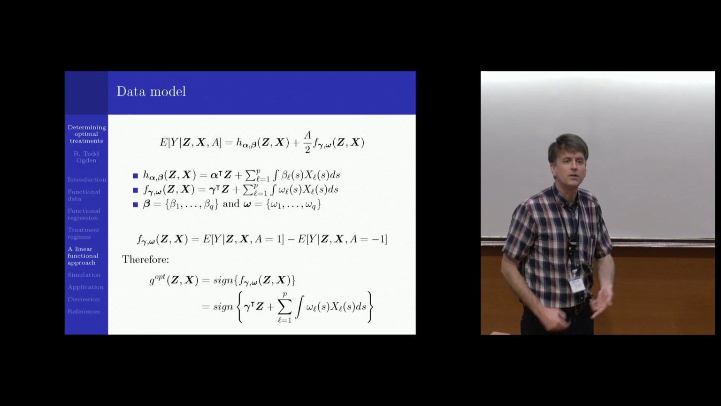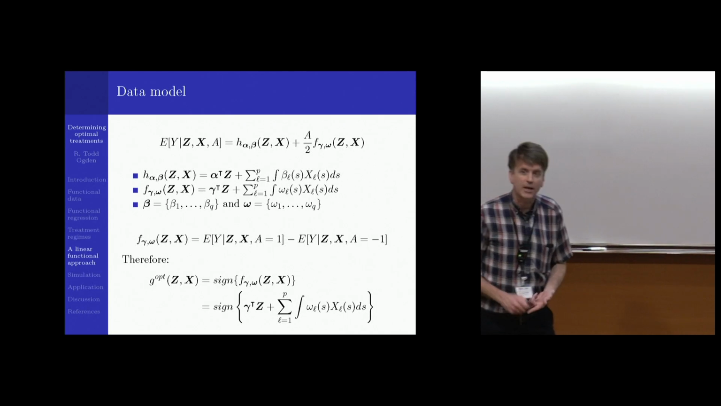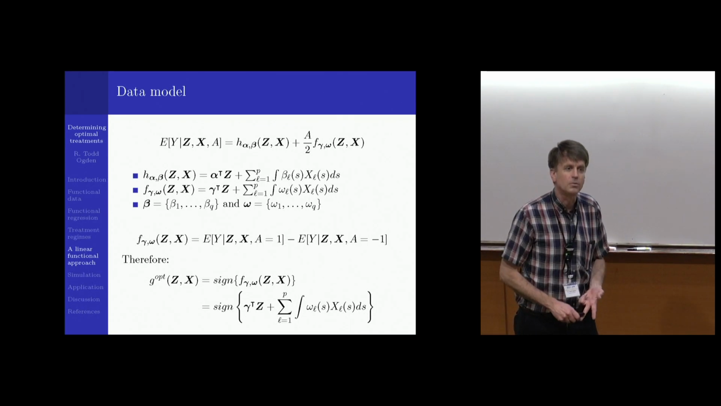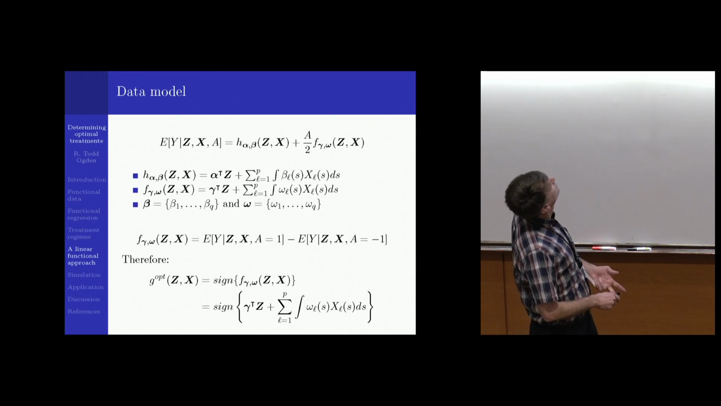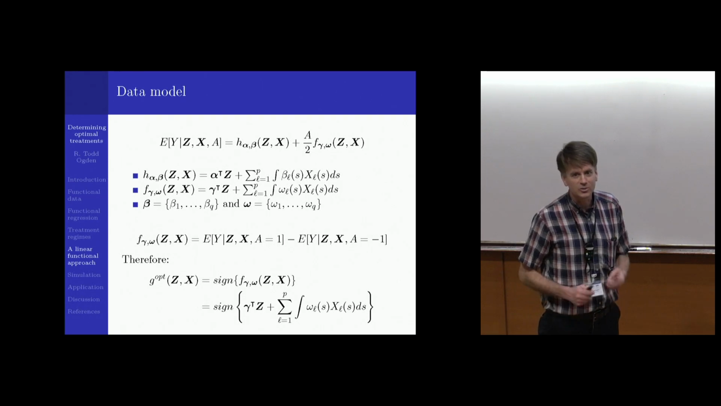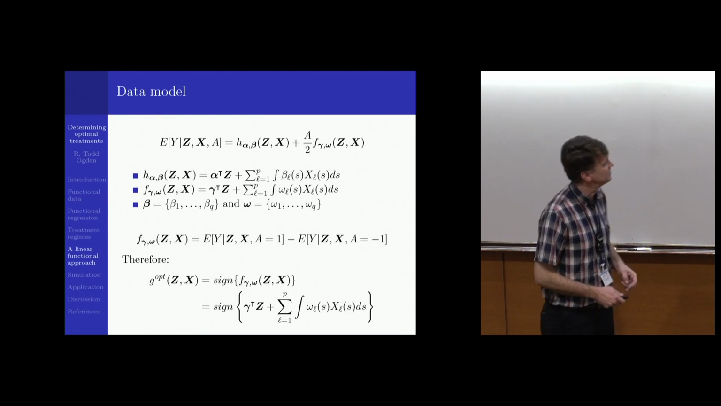Oh, so P is the number of scalar predictors, Q is the number of functional predictors. The other way around. Q scalars, P functional.